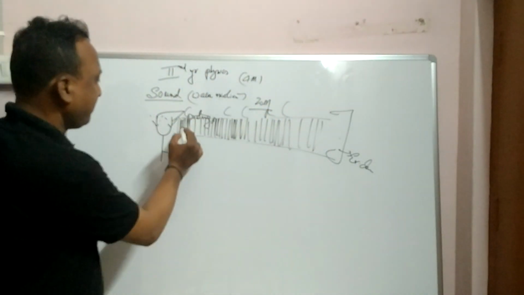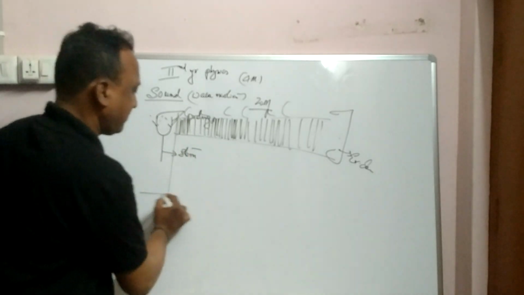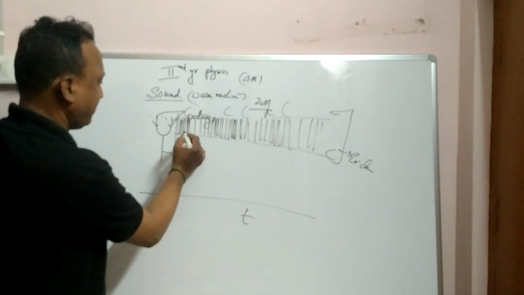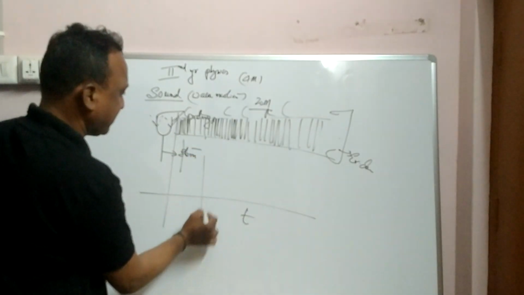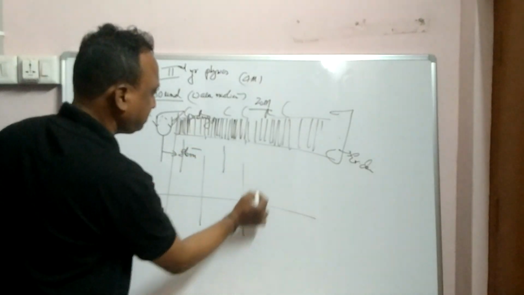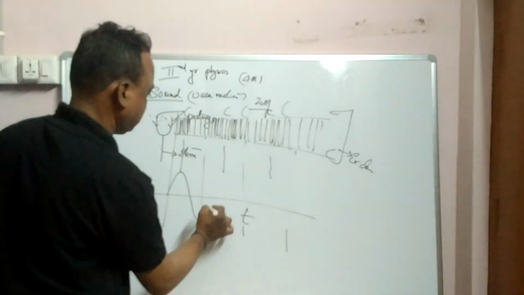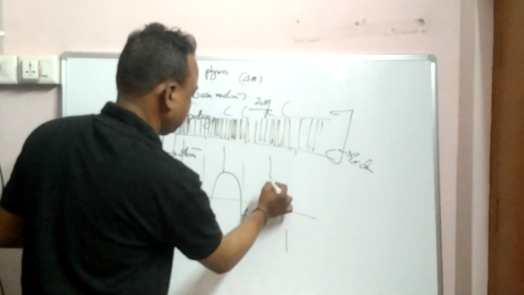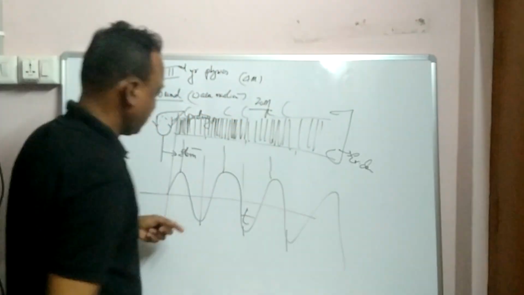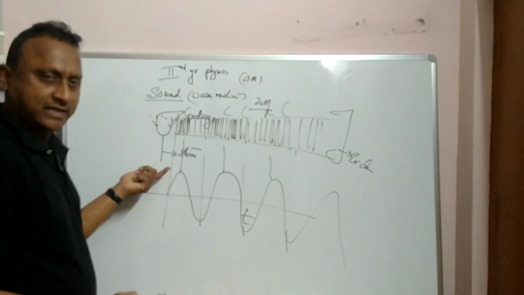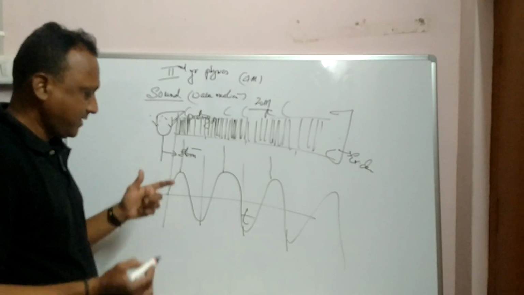When we draw a graph for this, time versus displacement of the particles, you can see the graph will be in this fashion. This graph is time versus displacement of the particles.